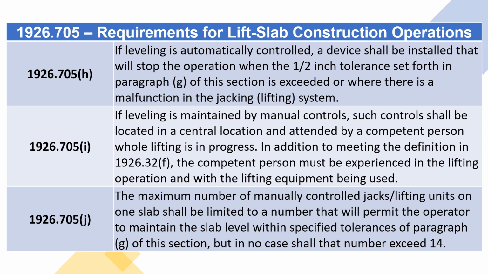1926.705 I. If leveling is maintained by manual controls, such controls shall be located in a central location and attended by a competent person while lifting is in progress. In addition to meeting the definition in 1926.32 F, the competent person must be experienced in the lifting operation and with the lifting equipment being used. 1926.705 J. The maximum number of manually controlled jacks/lifting units on one slab shall be limited to a number that will permit the operator to maintain the slab level within specified tolerances of paragraph G of this section, but in no case shall that number exceed 14.